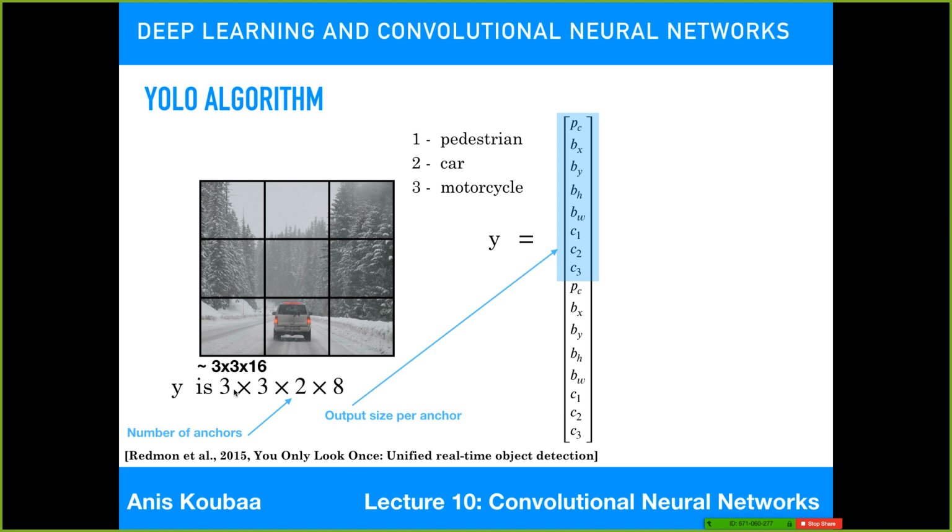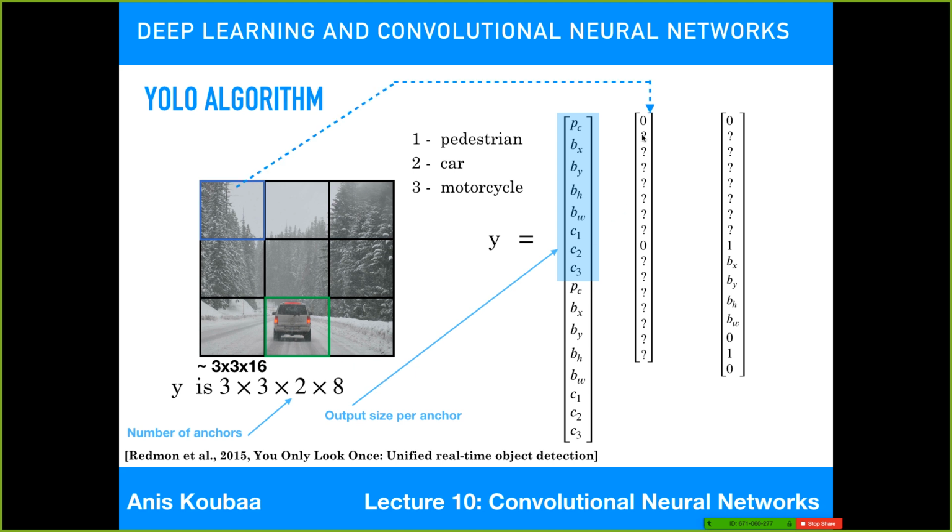Okay, so usually we have an input size of 3 by 3 by 2 by 8, and the output will be of size 3 by 3, because here we have a grid of 3 by 3 multiplied by the number of anchors multiplied by the output size per anchor. Now, for example, if we take the first element in the grid like this, it will correspond to a vector that is 0 because there is no object, and for the first anchor, 0 and then some ignored values, and same thing for the second anchor, there is no object, so 0 and some ignored values.